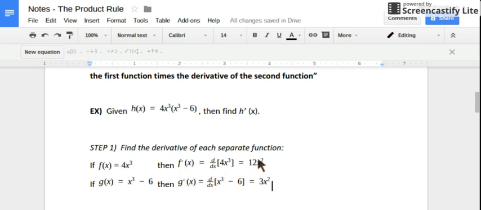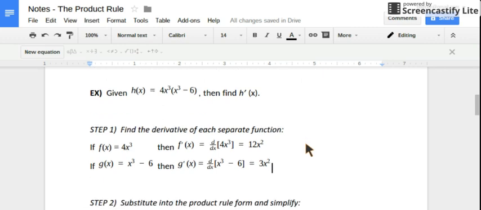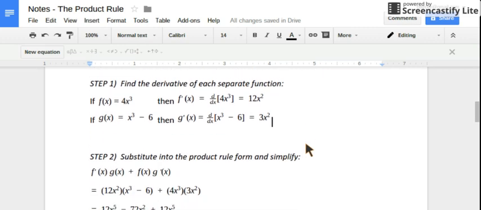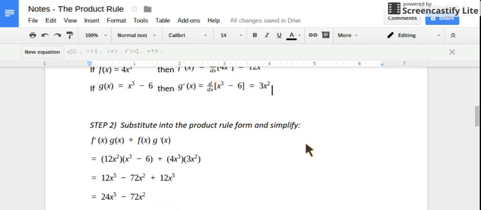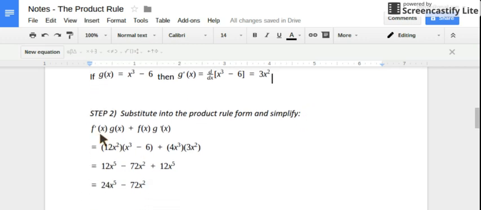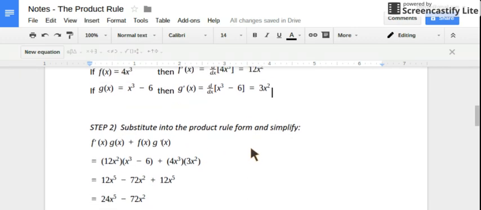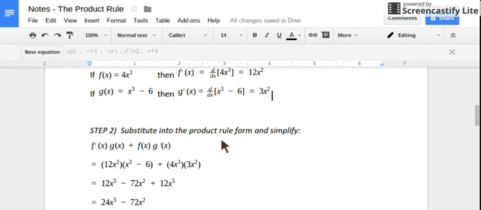Now that we have the derivative of the first function and the derivative of the second function and their original forms, we can just plug it into that product rule form. So here's that product rule form. We're just substituting the derivative of function f was 12x squared. The original g function was x cubed minus 6, plus the original first function, which was 4x cubed, times the derivative of the second function. And we found the derivative of the second function to be 3x squared.